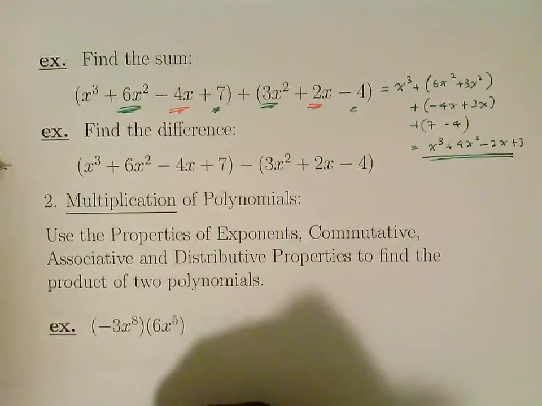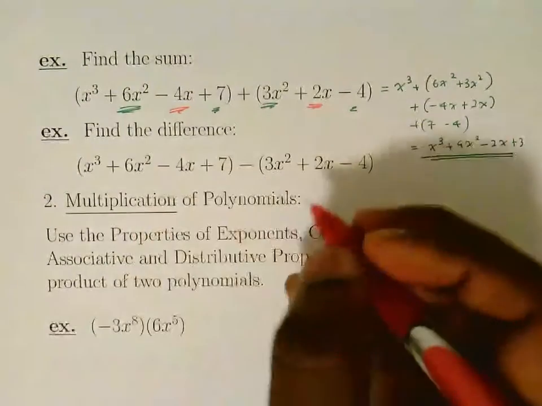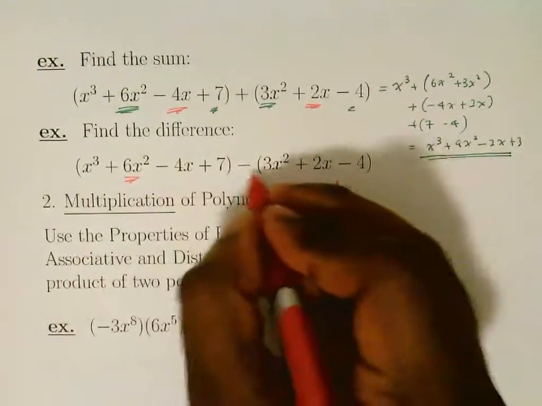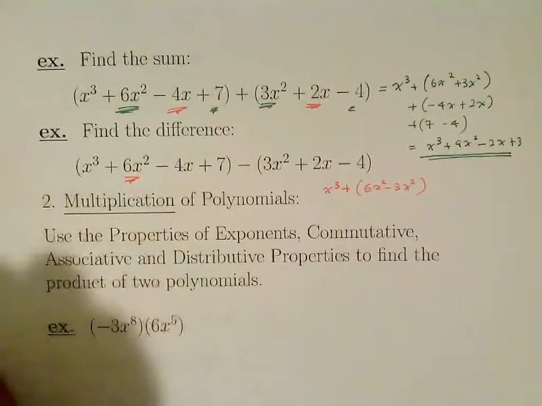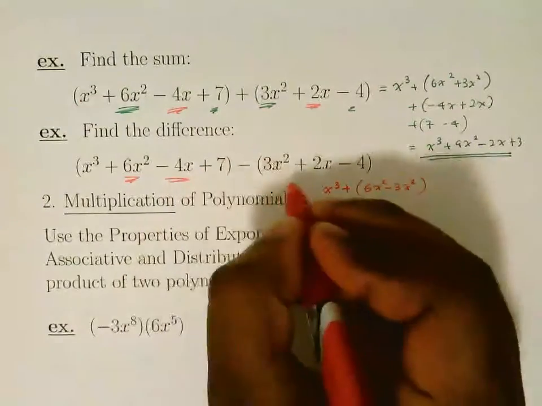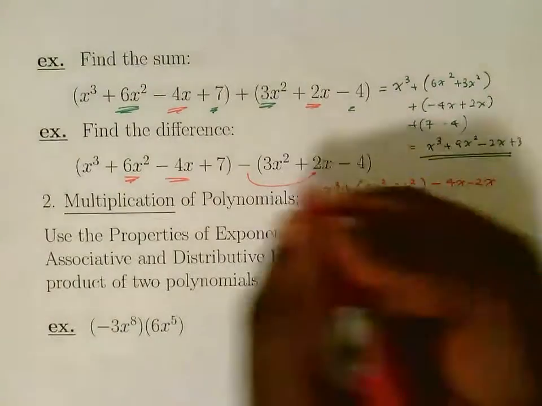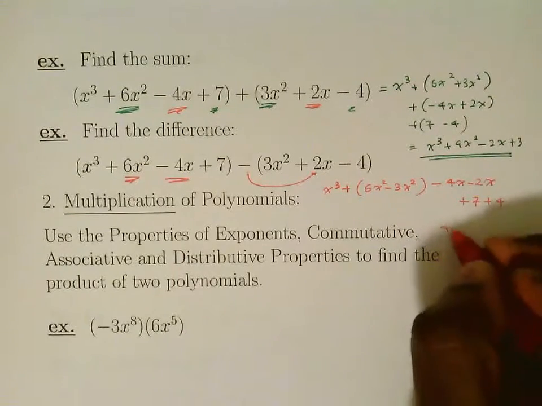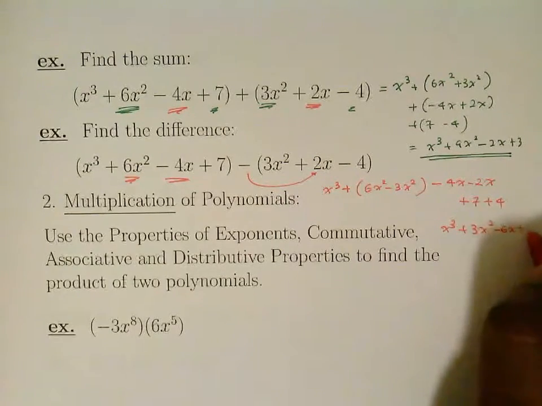Okay, and let's find the difference. The same principle goes: just combine the like terms. So x cubed plus 6x squared minus 3x squared, and then minus 4x minus 2x, and then plus 7 plus 4. So that would be x cubed plus 3x squared minus 6x plus 11.